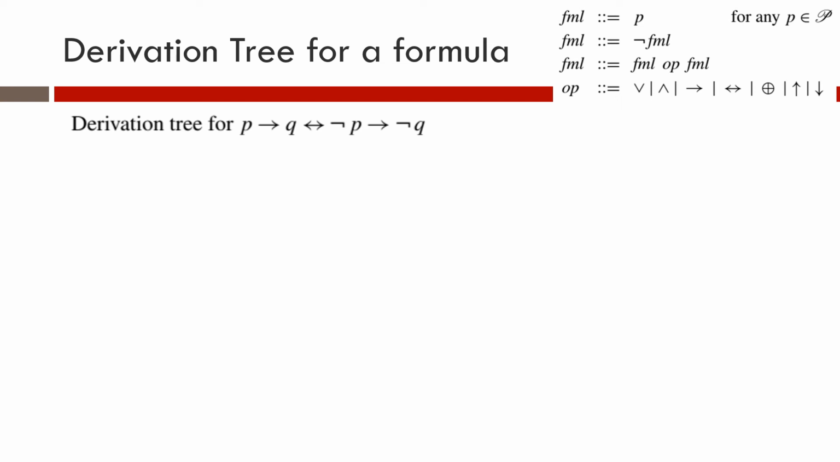So we start with formula. Our formula is of the form formula op formula. So to draw the productions, we start with the formula and we apply any one of these rules to this step that we have obtained. So formula, we can split the formula as formula op formula, where op is the principal operator. So in this case, the principal operator is equivalence.